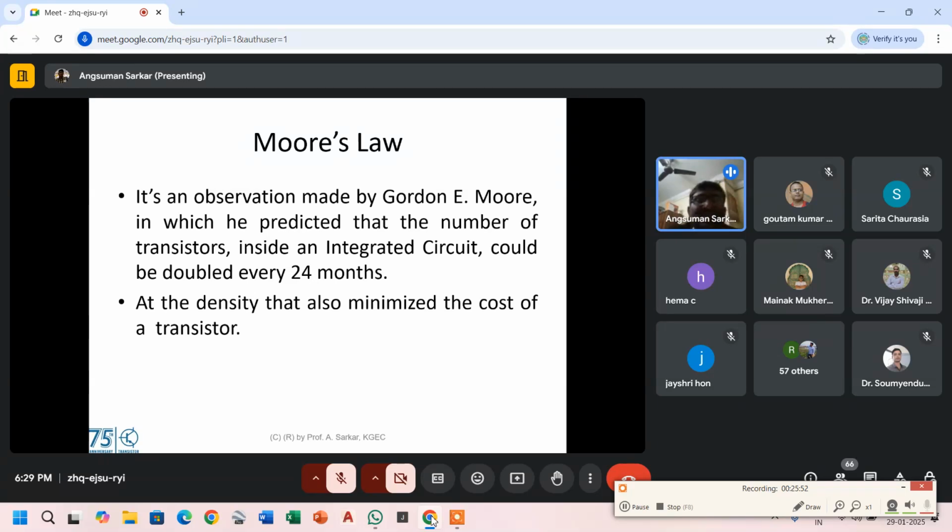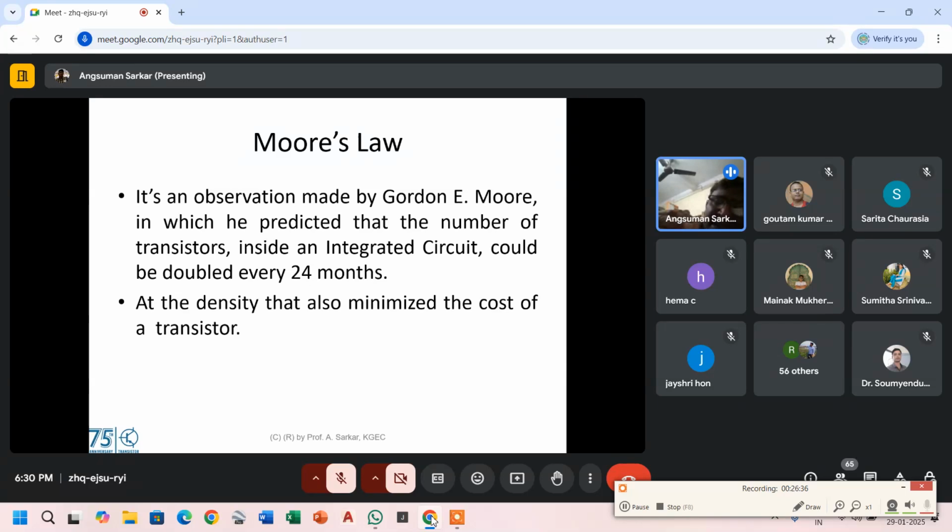Let us come to Moore's law. It is basically an observation made by Gordon Moore, where he predicted the number of transistors in an integrated circuit will be doubled after every 24 months. At that density, that has also minimized the cost of a transistor. That observation is an important one, and the paper written by Gordon Moore regarding it is basically an economics-based paper. There is not much electronic technical content in it, but rather the economic part has been stressed and emphasized in a much better way than the electronic technical ideas.